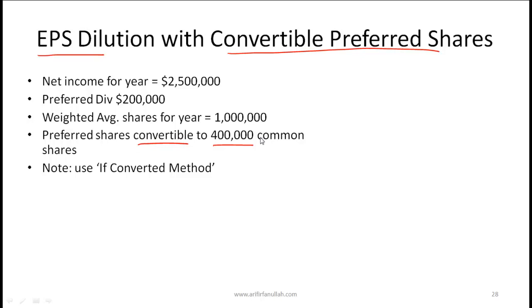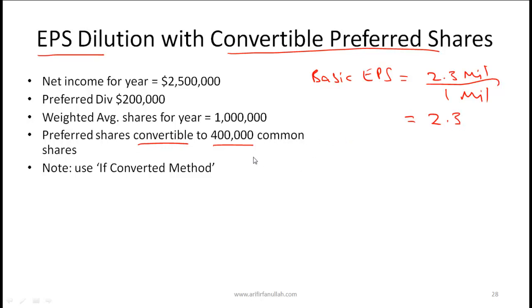So what is the EPS if these shares were to be converted? As an analyst, the first thing that you would do is calculate the basic EPS, which is equal to 2.5 minus 0.2, so 2.3 million in the numerator divided by the number of shares outstanding, 1 million. So your basic EPS is equal to 2.3.